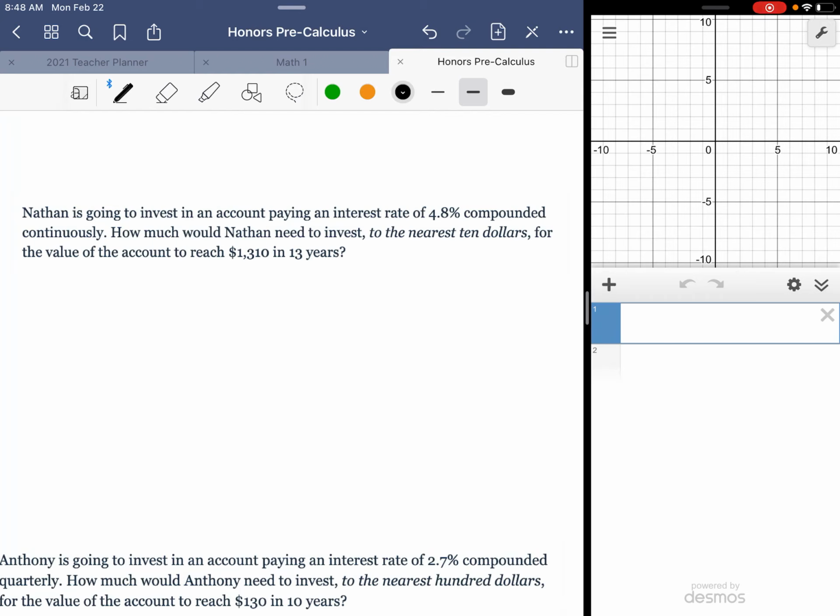It says Nathan is going to invest in an account paying an interest rate of 4.8% compounded continuously. So there's my key phrase: compounded continuously. That means we're going to use our formula A of t equals our initial value, p sub 0, times e raised to kt or rt, whichever one you prefer. How much would Nathan need to invest, to the nearest $10, for the value of the account to reach 1,310 in 13 years? So we have our rate, or our k value.